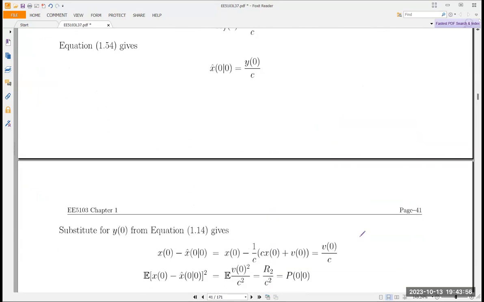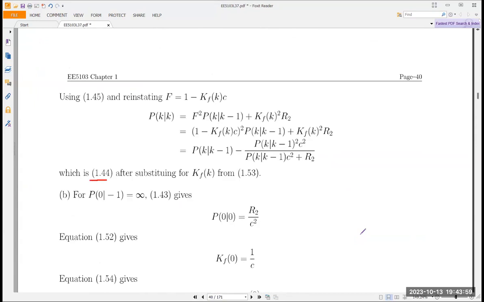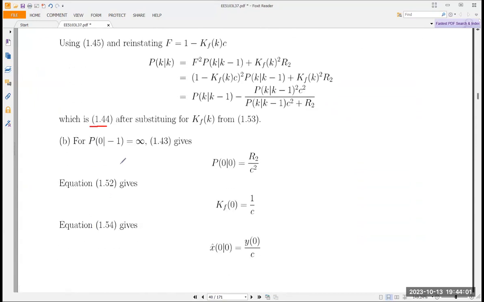The last part of tonight would then be, all right, let's say as usual, when you first start, you don't know anything, you say that P 0 minus 1, which means when k equals 0, is infinity. Then you look at 43, it will give you this. What is 43?